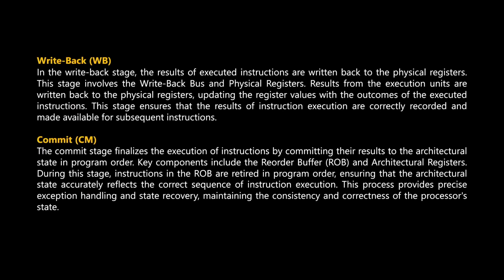In the write-back stage, the results of executed instructions are written back to the physical registers. This stage involves the write-back bus and physical registers. Results from the execution unit are written back to the physical register, updating the register value with the outcome of the executed instruction. This stage ensures that the results of instruction execution are correctly recorded and made available for subsequent instructions. And lastly is the commit.